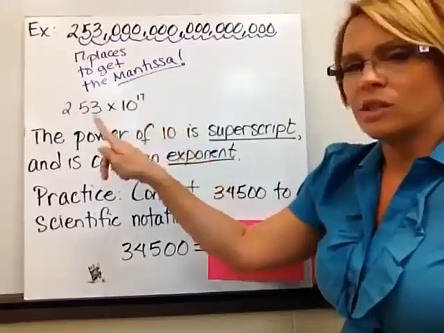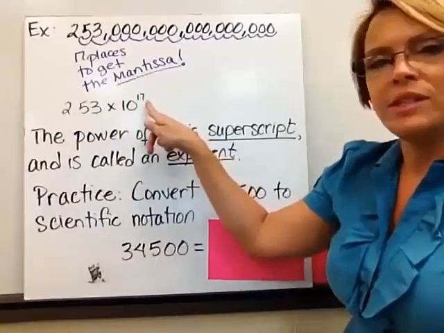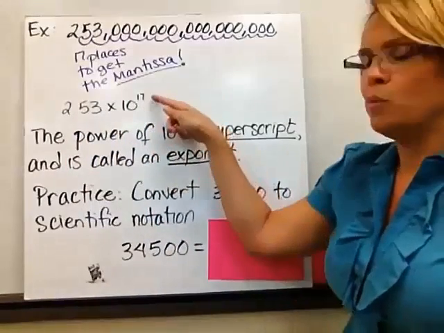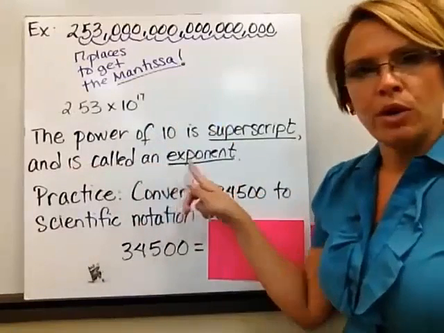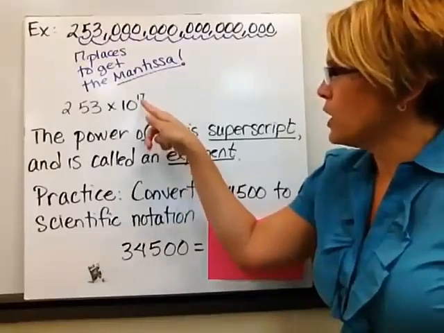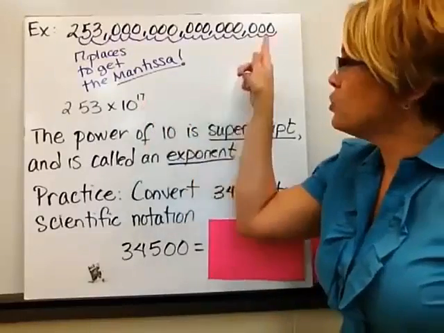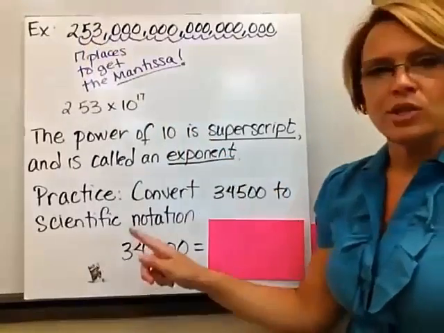And so just a little review on these terms. The power of 10 here, so this 17, the power of 10 is called superscripted. It means it's written above the line. And we call that an exponent. Hopefully that word exponent is not new to you. But so this exponent here, that 17, that tells you the number of places it took to get to the mantissa. So let's do a little practice here.